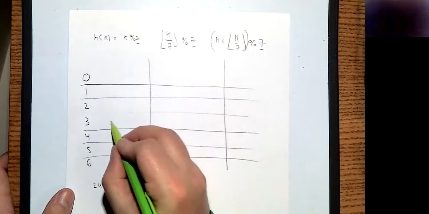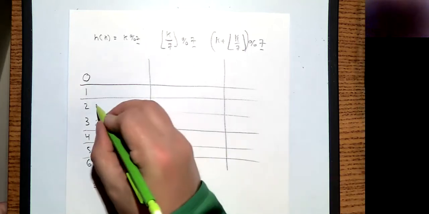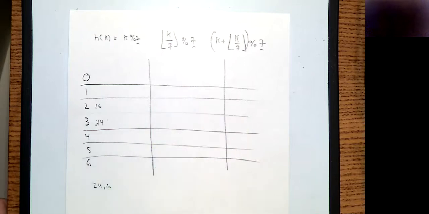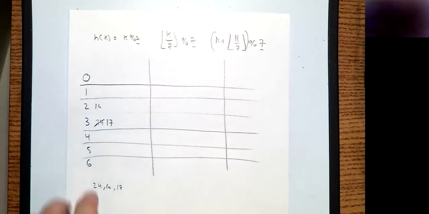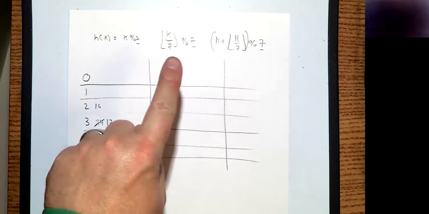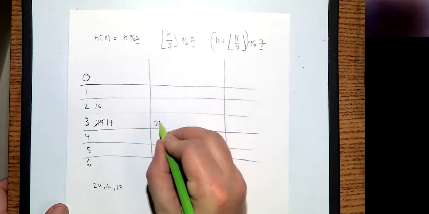So the first element we are going to insert is 24. 24 mod 7 is 3, and notice how I write it over here on the left. Next, 16 mod 7 is 2. Next element is 17. 17 mod 7 is 3. When we have a collision, we expel the element that's currently in there and put in the most recently inserted one. So we put in 17 there, and then we take 24 and compare it with the second hash. 24 divided by 7, the quotient is 3, so 3 mod 7 is 3. So we put 24 here.